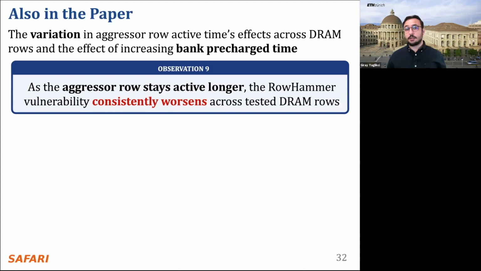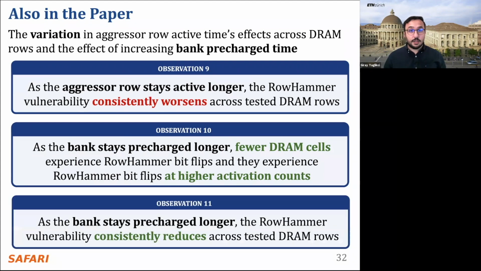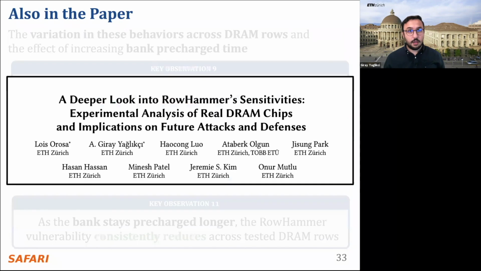First, as the aggressor row stays active longer, the RowHammer vulnerability consistently worsens across all tested DRAM rows. Second, as the bank stays precharged longer, fewer DRAM cells experience RowHammer bit flips, and they experience bit flips at higher activation counts. Third, the reduction in RowHammer vulnerability is also consistent across all tested DRAM rows. Please refer to the full paper for these analyses.